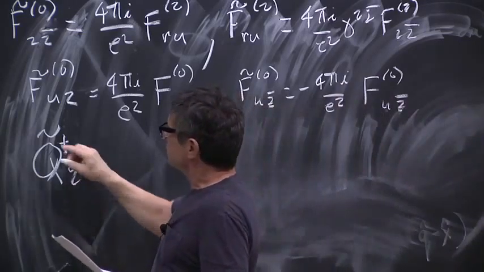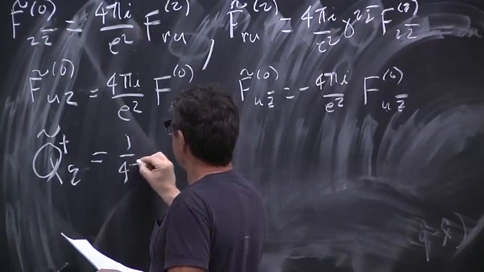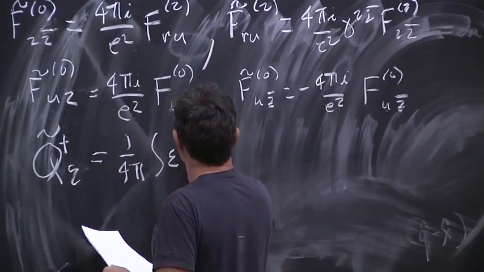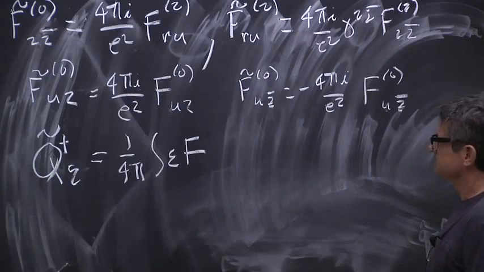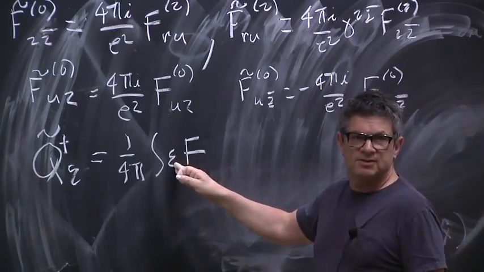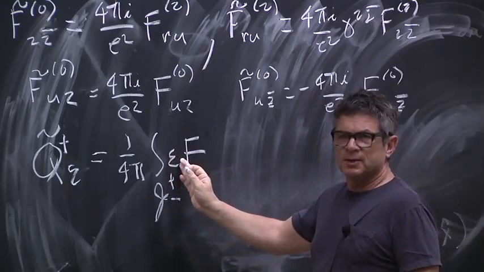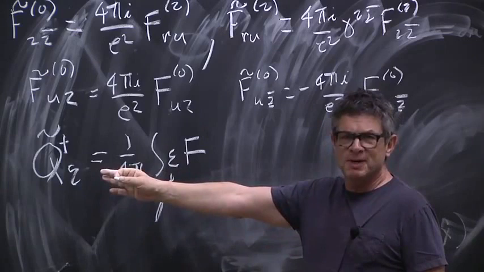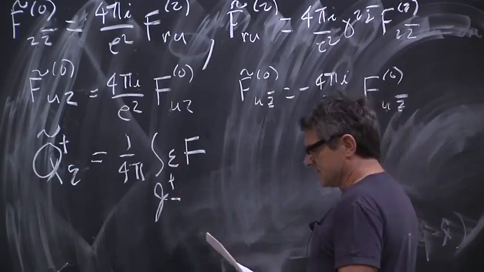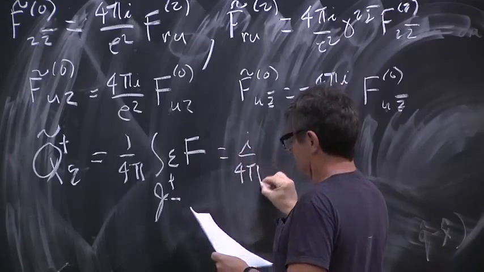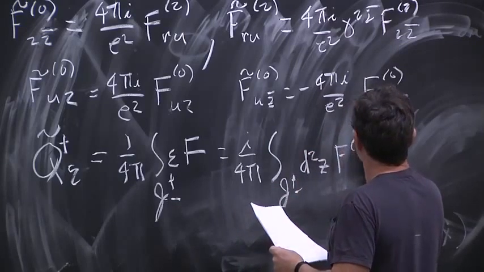So the magnetic charge, which I'll denote by a tilde, is just equal to 1 over 4 pi the integral of epsilon f. If epsilon is a constant, this is just the standard magnetic charge. Now we're talking about scribe plus minus. Now we're making a local magnetic charge, something which depends on an arbitrary function epsilon on the sphere. And in components, that's I over 4 pi, integral over scribe plus minus d squared z, f 0 z z bar.